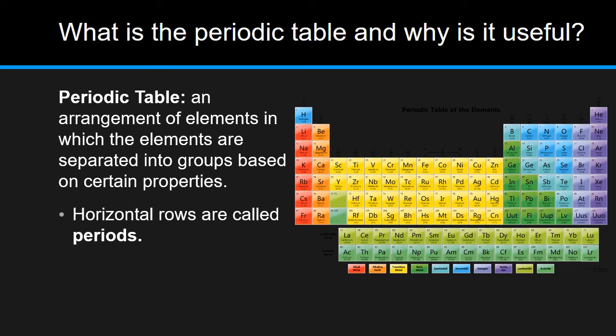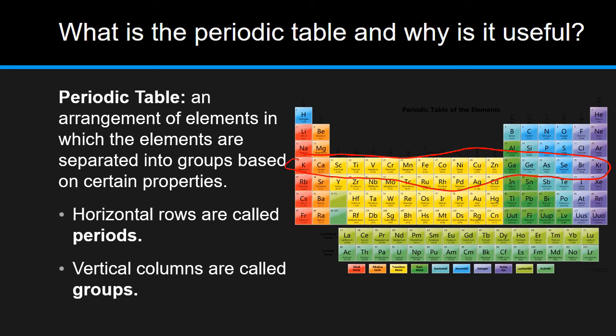A horizontal row is called a period, so this entire section right here, badly drawn, but that entire section right there is a period. And then vertical columns are called groups, so this right here would be called a group. So those are just some of the basics you need to know about the periodic table.